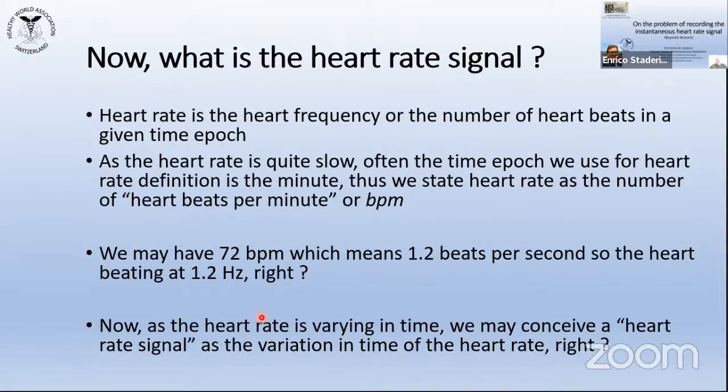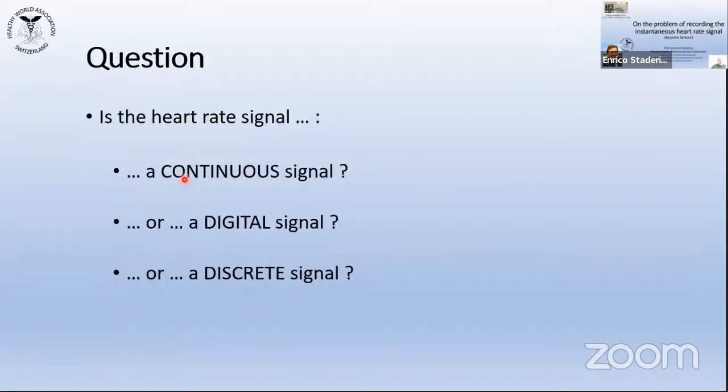So how can we create a continuous or at least a discrete signal of the heart rate? And what are the problems? The question is whether the heart rate is a continuous signal, a digital signal, or a discrete signal. We may say that it is not a digital signal, because the frequency can assume any possible value. But maybe it's a discrete signal in the sense that you know the heart rate only at each beat. You don't have any idea of the heart rate between any two consecutive beats. That's the problem. But we will come back to this question.